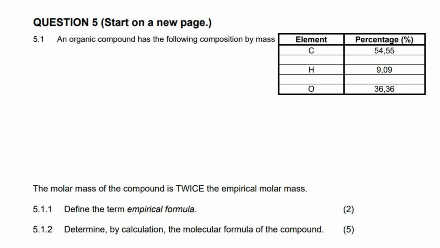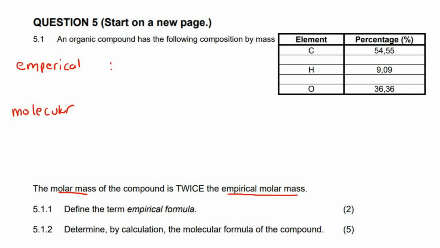This question says that an organic compound has the following composition by mass. Okay, so they give us the composition by mass, and then they say the molar mass is twice the empirical molar mass. So let's quickly remind you of empirical and molecular.